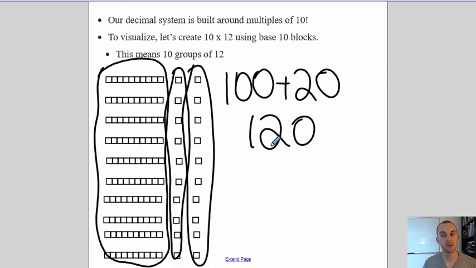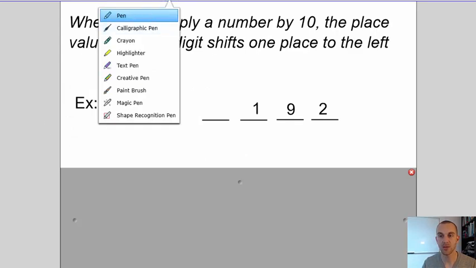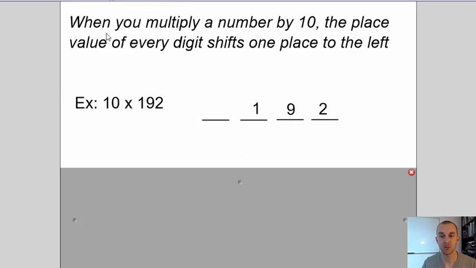Now, if I look at that number, I say, well, what do I notice? I've taken 12 and I've shifted my place value for each digit one place to the left by multiplying by 10. And that's a great rule to help us when we're multiplying by 10. We can think about it as if we multiply a number by 10, we're shifting the place value of each digit one place value to the left.